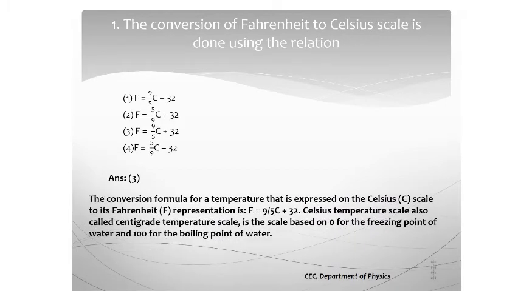The conversion formula for temperature that is expressed in Celsius scale to its Fahrenheit representation is F equal to 9 by 5C plus 32. Celsius temperature scale, also called centigrade temperature scale, is the scale based on 0 for the freezing point of water and 100 for the boiling point of water.